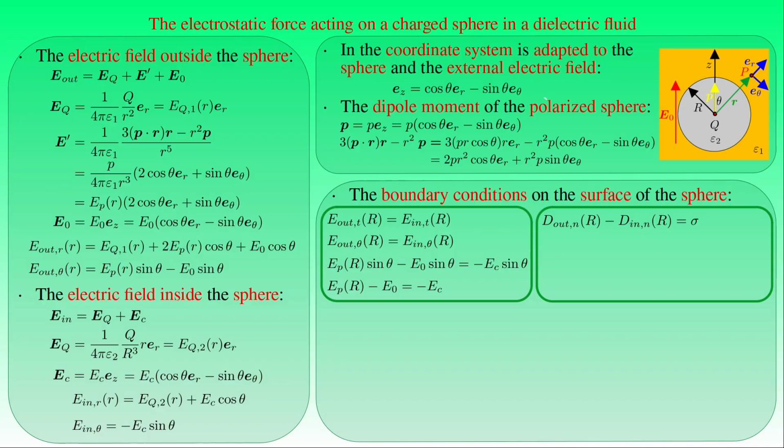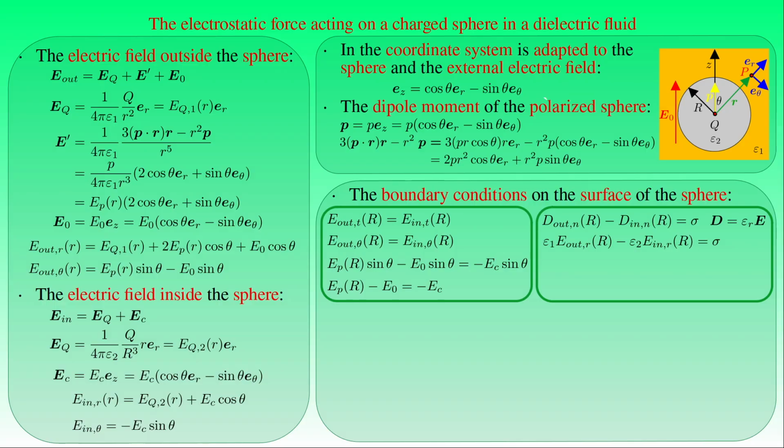We follow the same procedure for the boundary condition describing the jump of the displacement field across the interface. Because the displacement vector D is given by the absolute dielectric constant of the given medium times the field strength E, the condition for the normal component of the displacement field across the interface at the boundary of the sphere states that the difference between epsilon 1 times the radial component of the electric field strength E outside the sphere and epsilon 2 times the radial component of the electric field strength E inside the sphere is equal to the surface density sigma of the free charges over the interface.